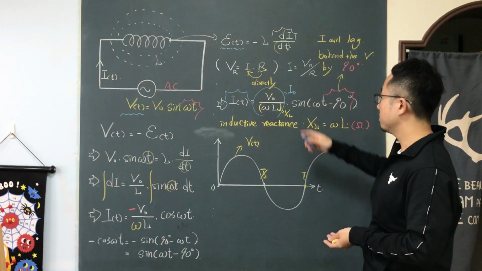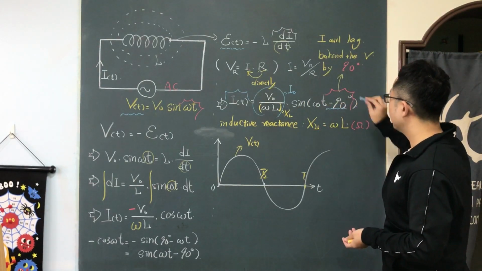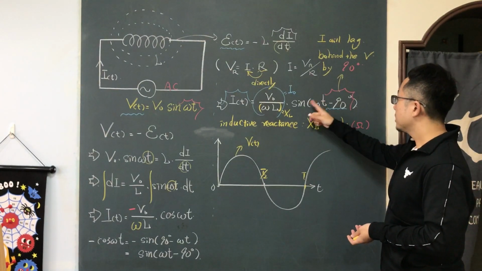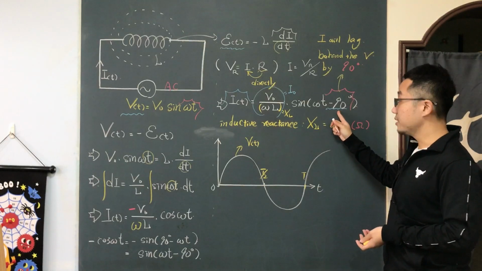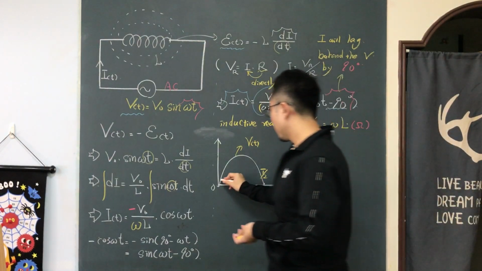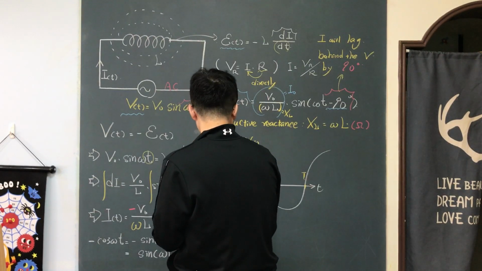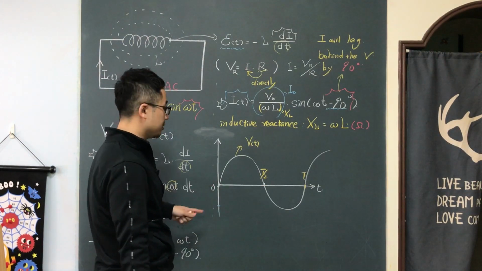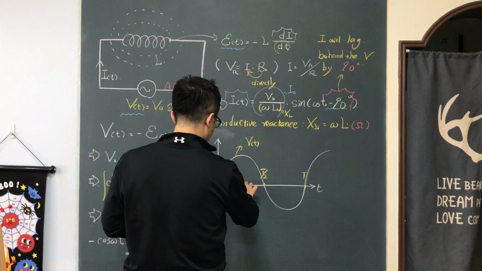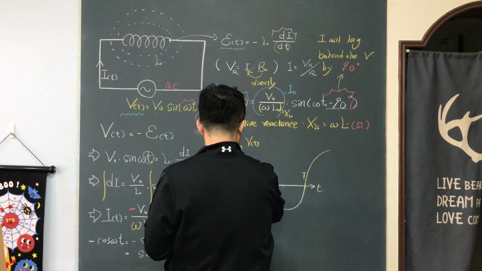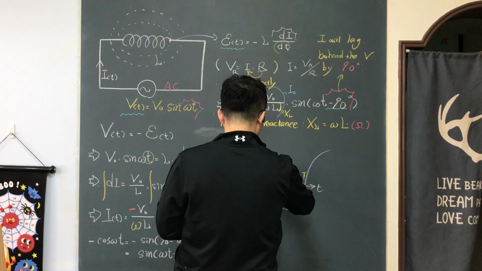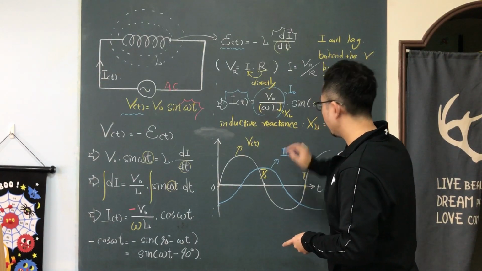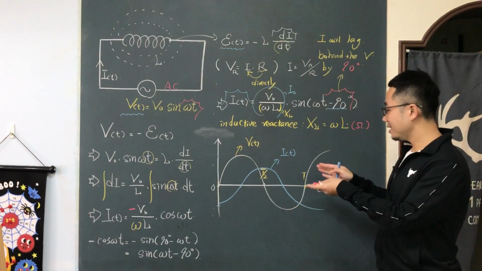What about the current? The current is going to lag behind the voltage by 90 degrees. So at time equals 0, the phase is minus 90 degrees, so you start from some negative value. That is why it lags behind the voltage by 90 degrees. Then you start to increase, going up and going down, and this is the current as a function of time. As you can see, they are not in the same phase.